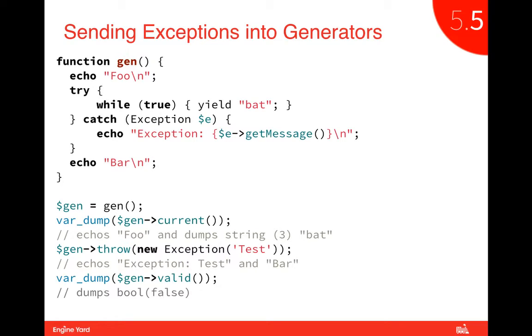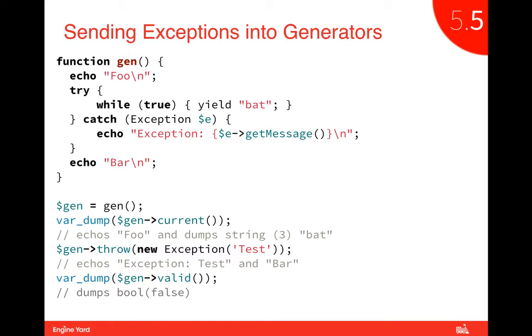So we instantiate the generator, we call current, which echoes out foo and dumps the string back because we're only doing some of those in the foreach. So we go through one iteration of the while true. We then use gen throw. This is the function for throwing in our exception. You can throw in any exception if you like. So you just pass the exception in.